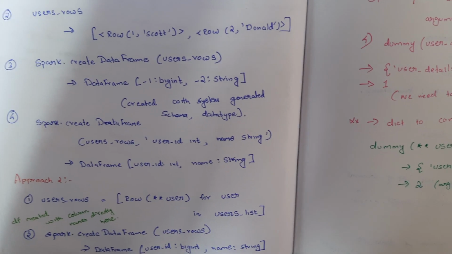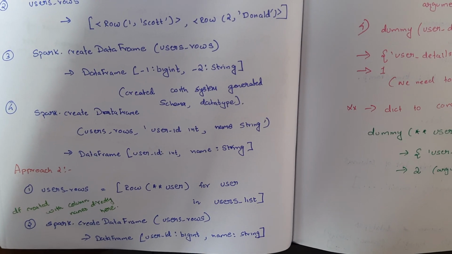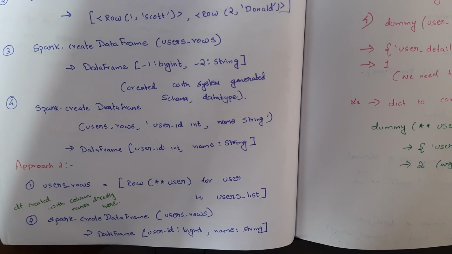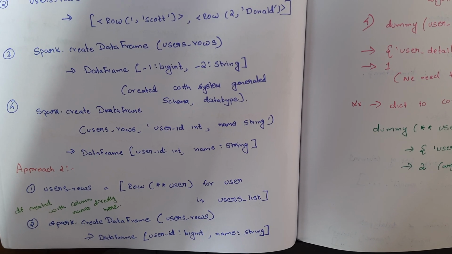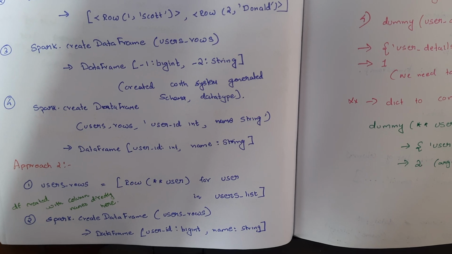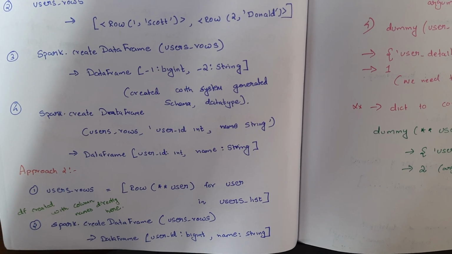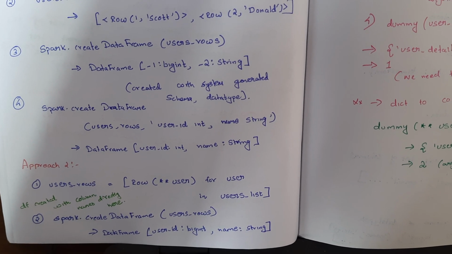We have another approach, the easy approach, which is approach 2. In this, users_rows we are creating, which is equal to, again we are doing a list comprehension here, for user in users_list. We are giving Row(**user) directly.